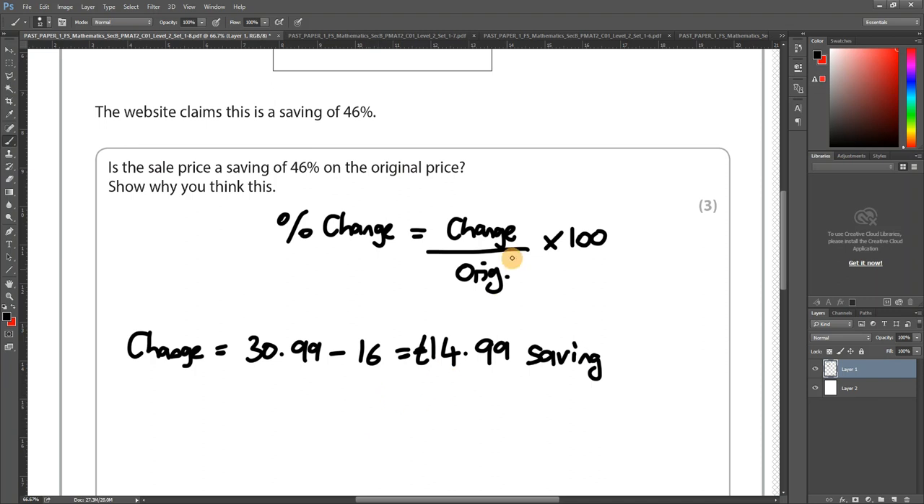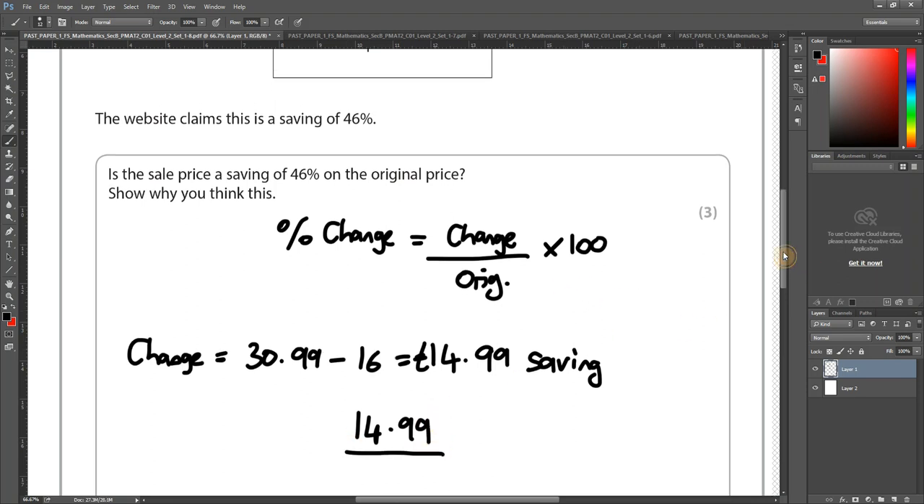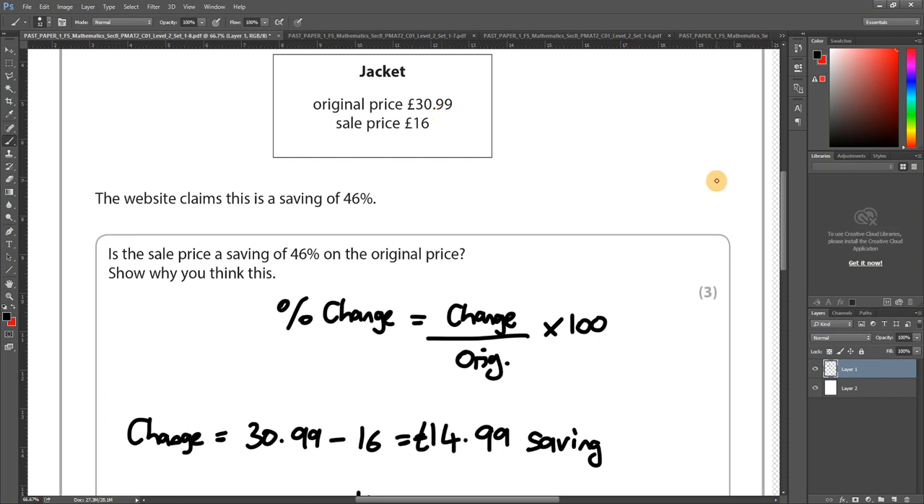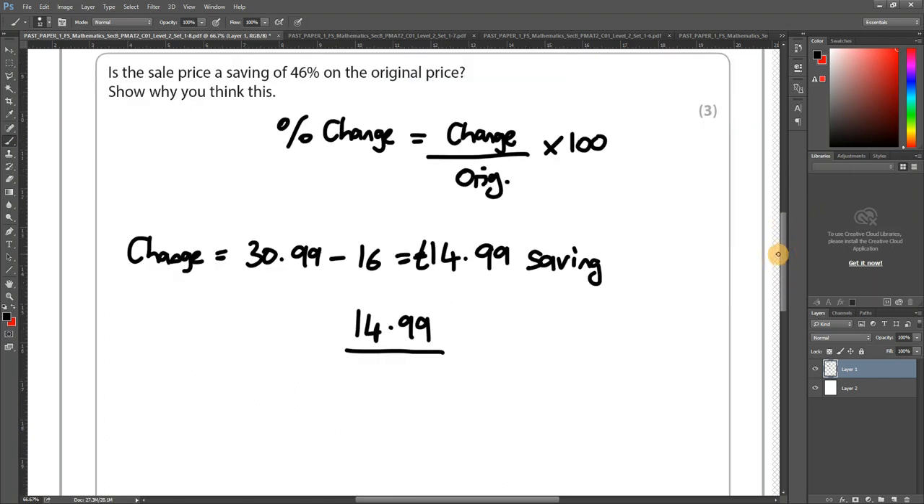Yeah, so if I stick that in my formula, that's 14.99 over the original, which was £30.99. That's the original price. That goes at the bottom of my formula, so £30.99, and you want it as a percentage, you times by 100. So let's see what percentage we get. £14.99 divided by 30.99 times by 100. Ooh, you get about 48.37. That's going to be percent for your answer.